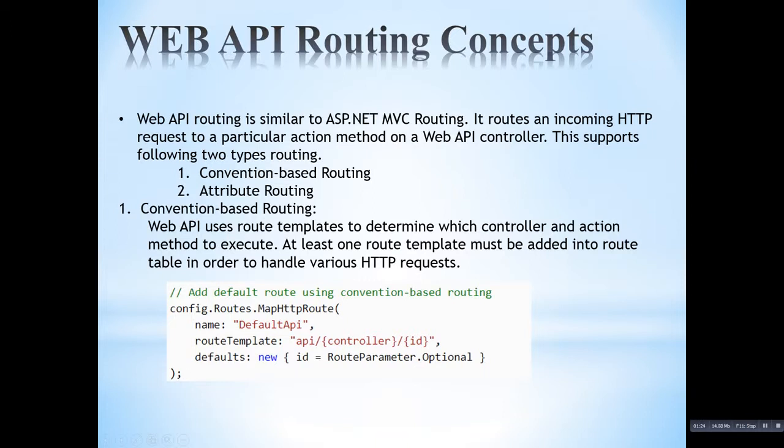Web API uses the routing template to determine which controller and which action method to execute. At least one routing template must be added to the table in order to handle various HTTP requests. For that reason, only one, the default one, is added to the Web API config class. So here you can see this adds the default route using convention based routing.